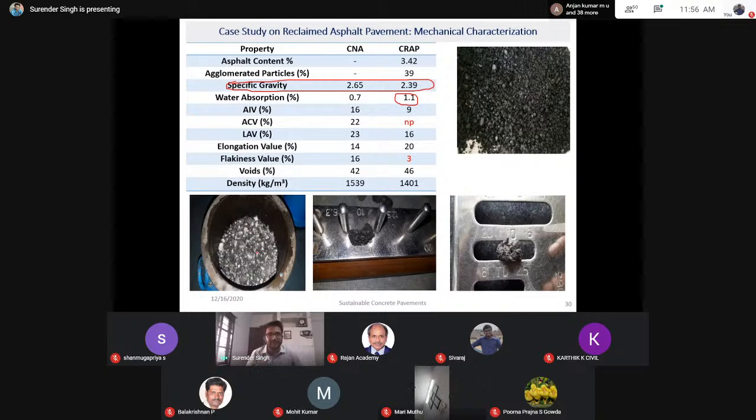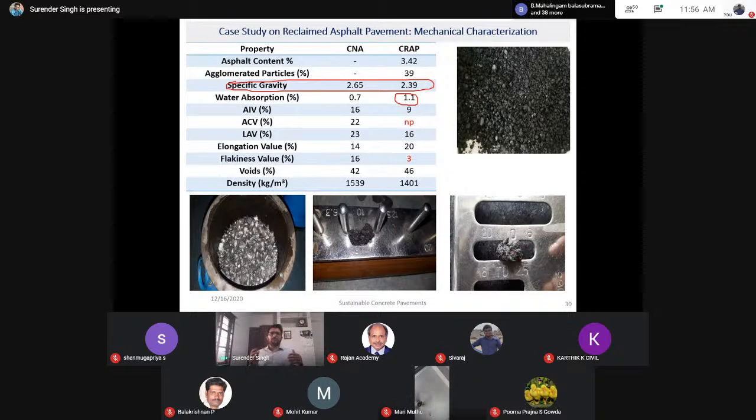So what can you infer from here? That the aggregates are good? No, because the methods prescribed by IS 2386, the specification for characterization of aggregates, are not valid for RAP aggregate until and unless there is no bitumen, or until and unless you are able to remove these agglomerated particles. Then also we thought, okay, right now we don't have any characterization method.